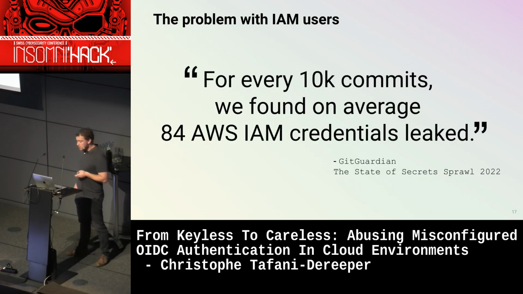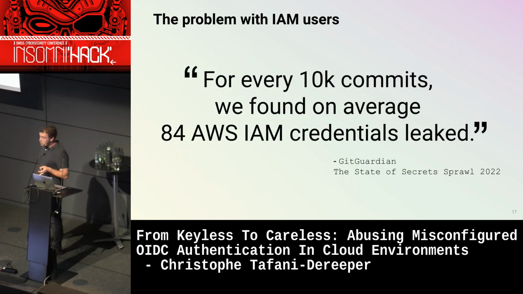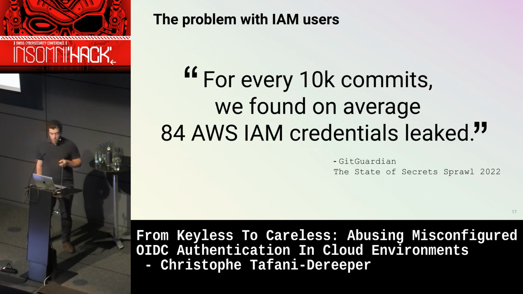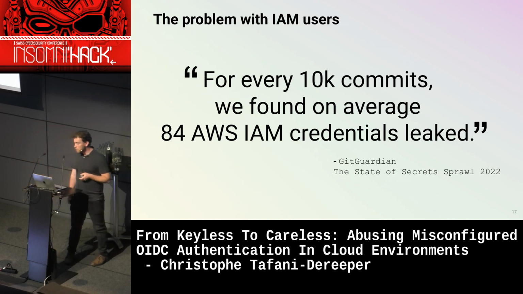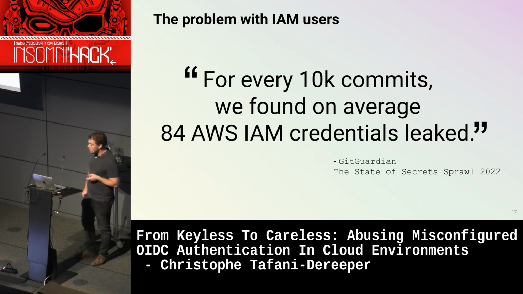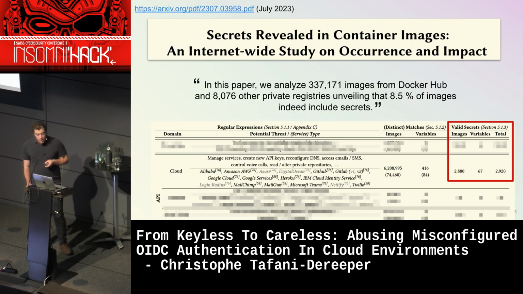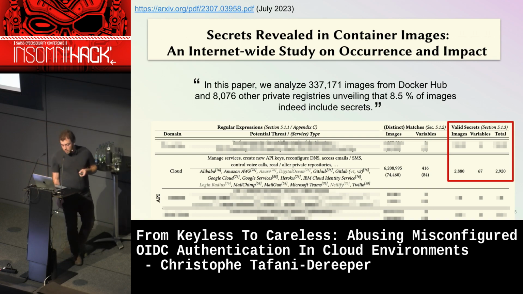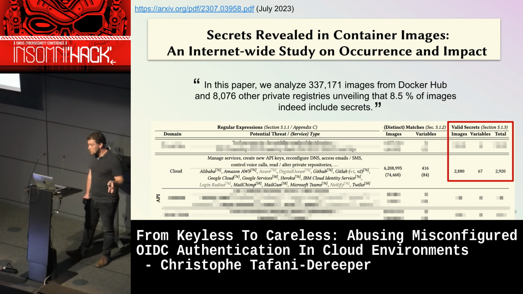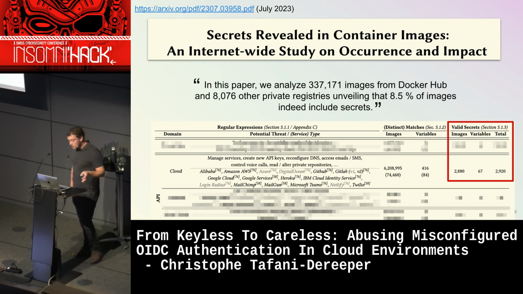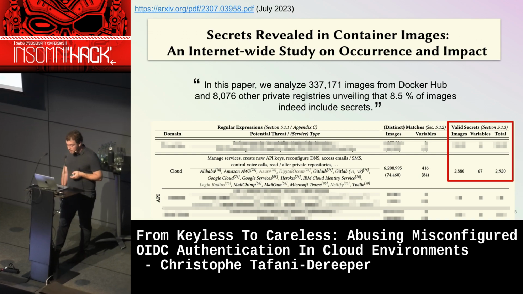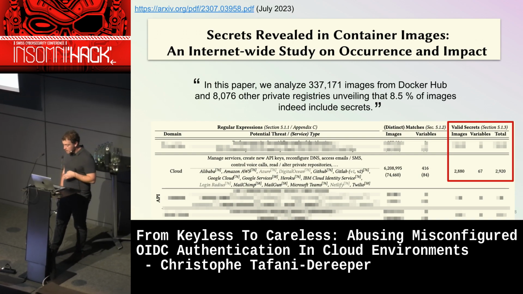And actually, when you look at it, there is a lot of data that supports that. So this is a study from GitGuardian. They say that for every 10K commits, they find 84 AWS keys specifically. This is a paper from 2023 that scanned all the container images, and they found also a bunch of secrets, including AWS keys and Azure keys, things like that, inside the container images.